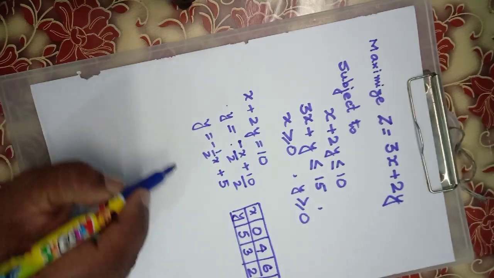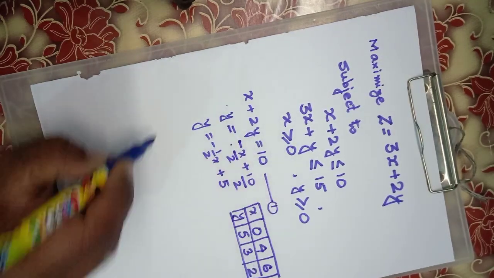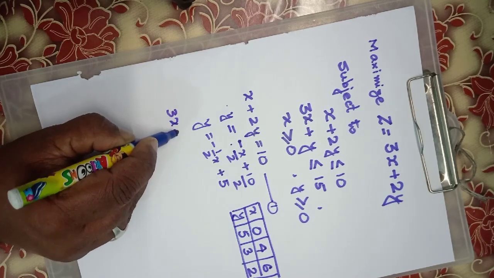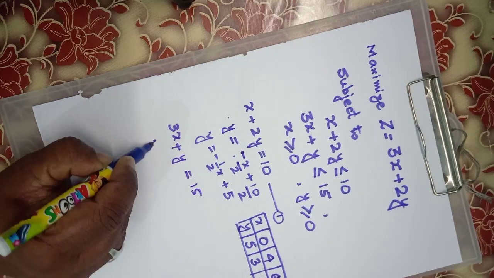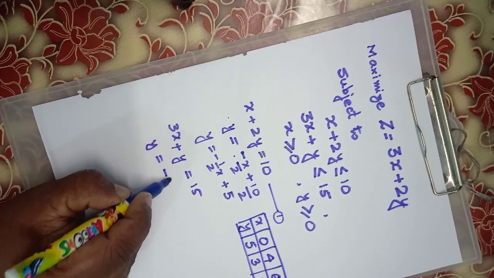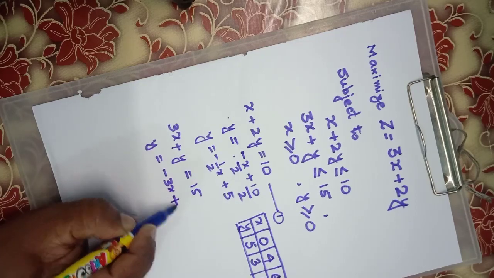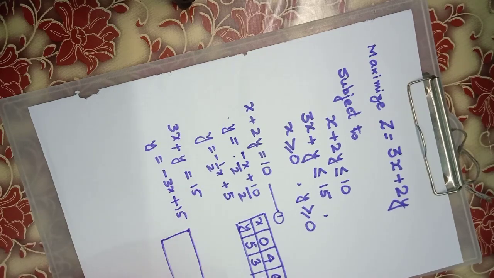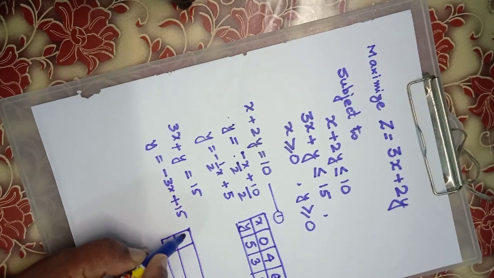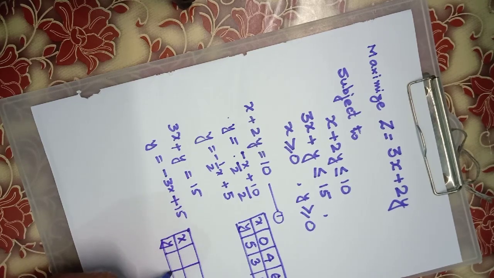Same thing, let us consider the other one. This is the first one. 3x plus y equal to 15, or y equal to minus 3x plus 15. Same way, taking x and y values: when y is 0, let us take x as 5. Let us not take very big values. Then y will be 0.